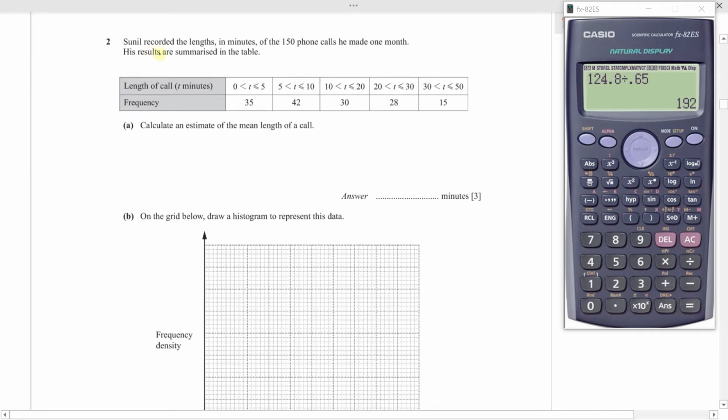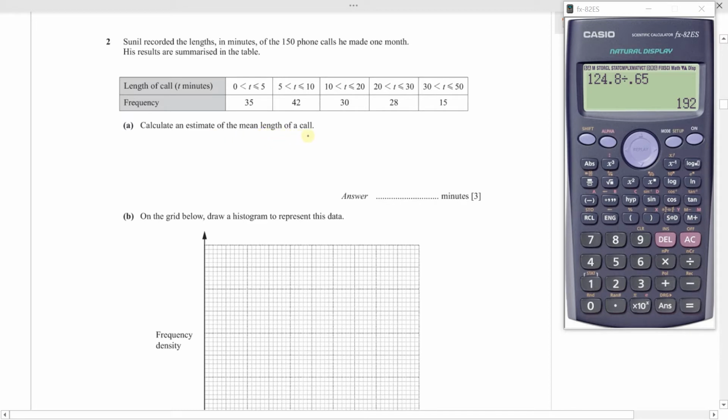Question 2 is, Sunil recorded the lengths in minutes of the 150 phone calls he made in 1 month. His results are summarized below. So there were 35 calls that were between 0 and 5 minutes long, 42 calls were between 5 and 10 minutes long, and so on. Calculate an estimate for the mean length of the call.